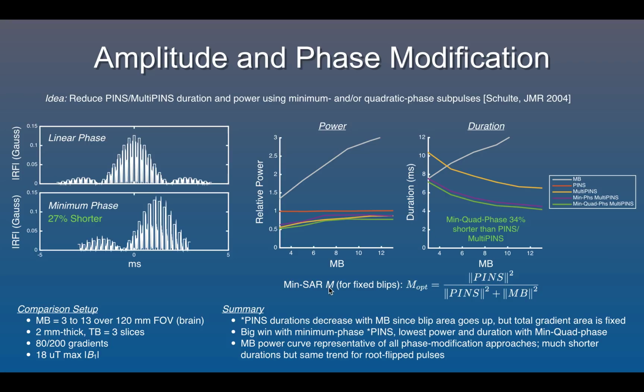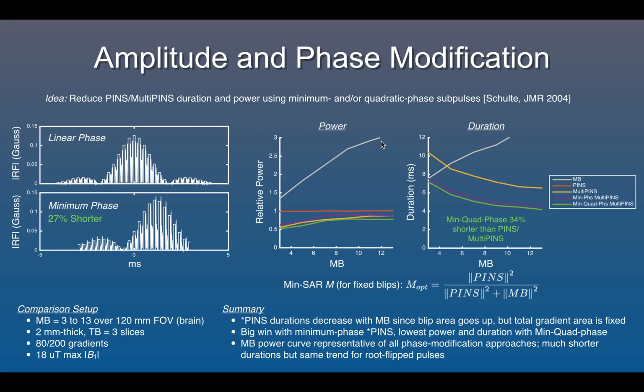So in all these pulse designs, I used the minimum SAR mixing ratio, which you can derive analytically as the norm squared of the PINS pulse divided by the sum of the norm squared of the PINS plus the multiband pulse power. Okay, so what we get here is a big win with the minimum phase PINS pulses, and we get the lowest power and duration with the minimum plus quadratic phase pulses.